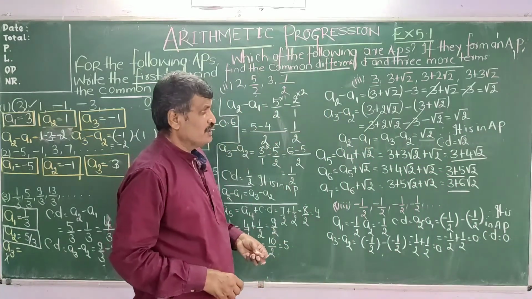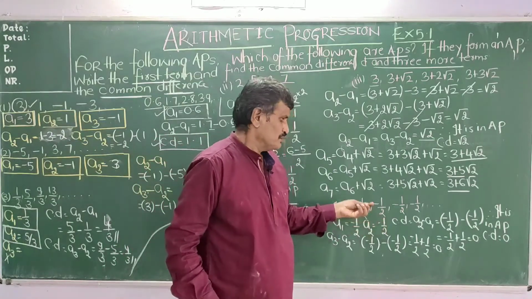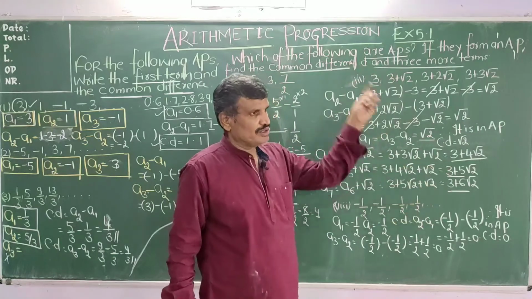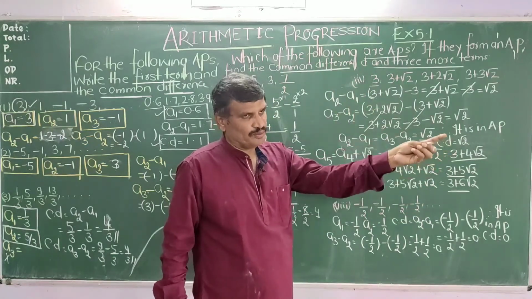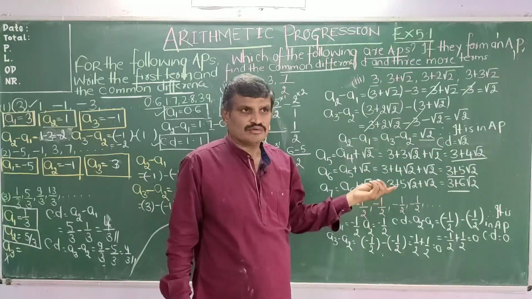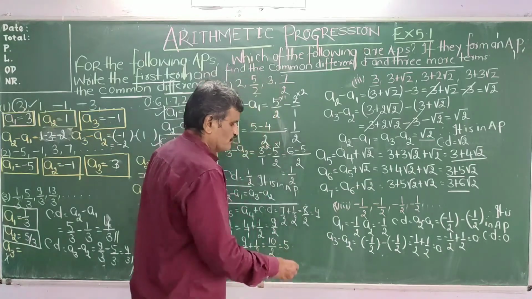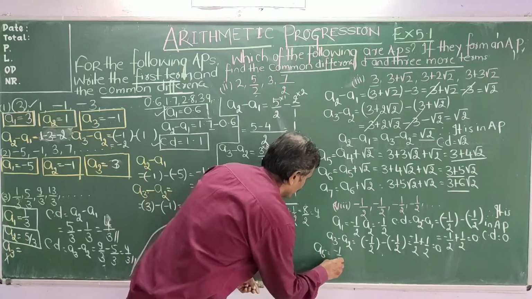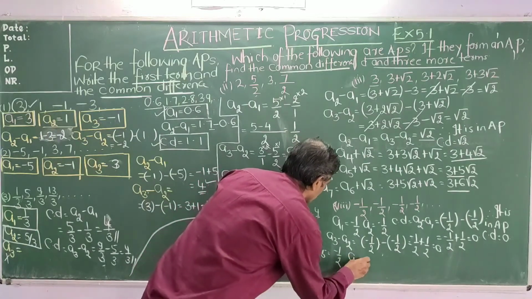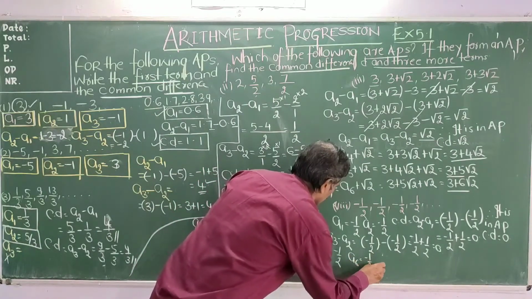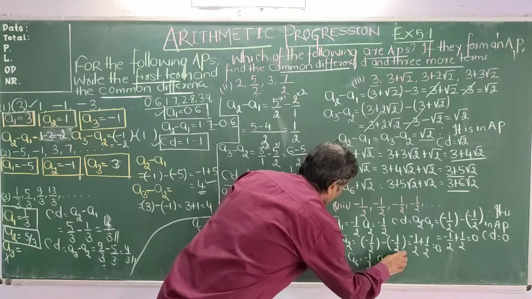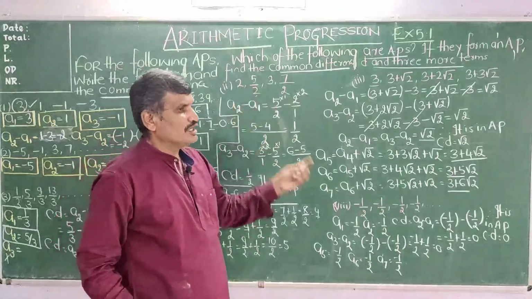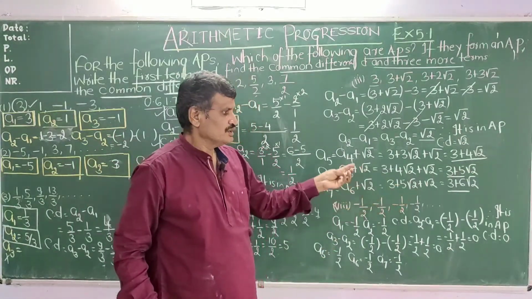Now children, it is common sense. Minus 1 by 2, minus 1 by 2, minus 1 by 2, minus 1 by 2, again minus 1 by 2, because common difference is 0. So for the next three terms, the fifth term also will be minus 1 by 2, sixth term also will be minus 1 by 2, and seventh term also will be minus 1 by 2. Not in all cases, but in all cases where common difference is 0, it is there.